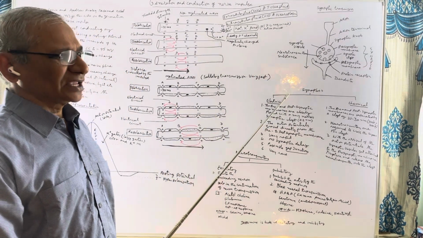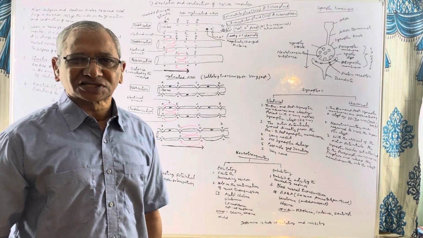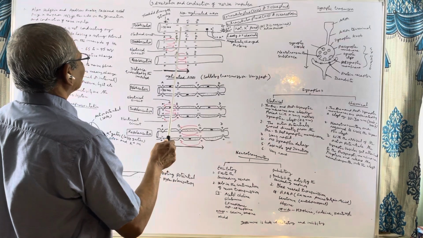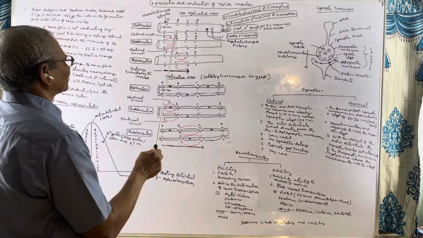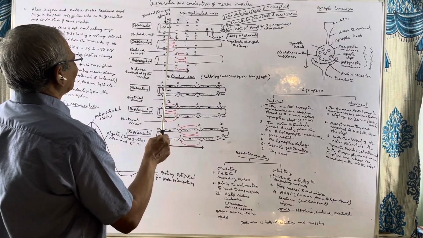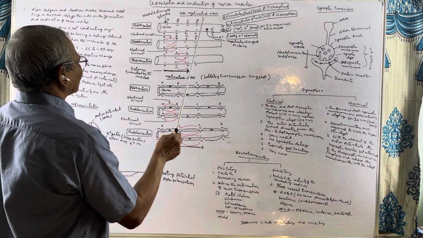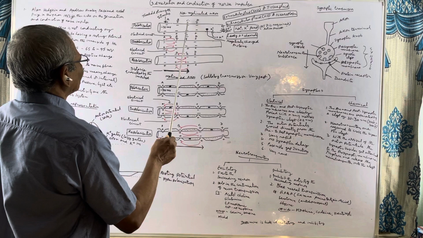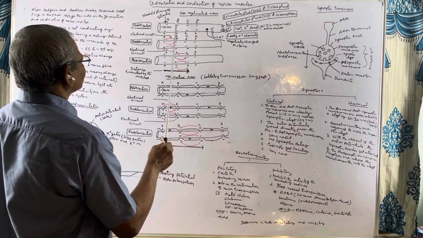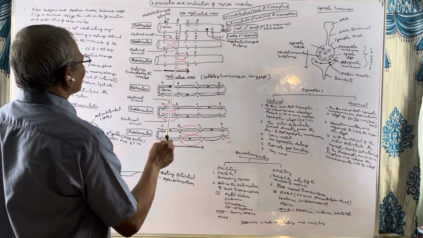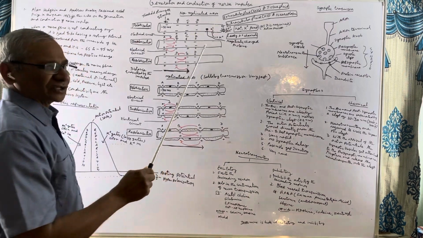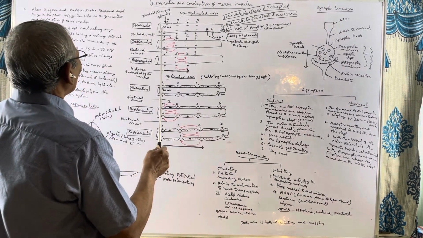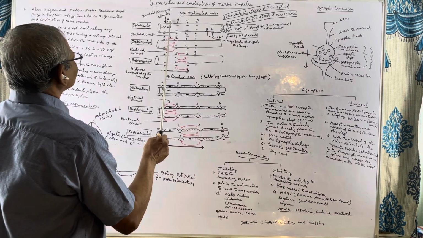Now let us see how the action potentials are generated. Let us take up this axon, which is non-myelinated. I have identified a few points A, B, C, D like that. On the surface of the membrane, it is positively charged. Along the inner surface of the membrane, it is negatively charged. Now, I have given a stimulus at point A.